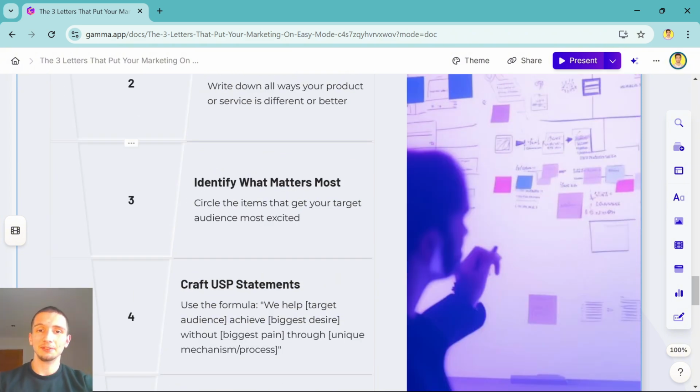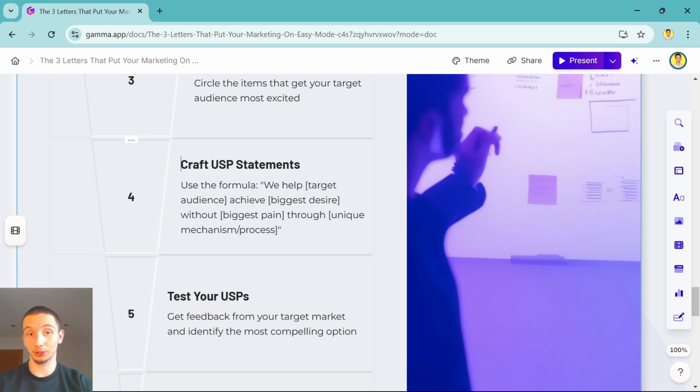Thirdly, you need to identify what matters the most. You need to circle the items that get your target audience most excited. So if we go back to M&M's example, yes, they had a candy shell. It was different. If they were going through this exercise, they would have written it down. At this step, they would have said, okay, what does a candy shell do? It stops it from melting in their hands, and instead it melts in their mouths. Boom. That gets you to number 4.